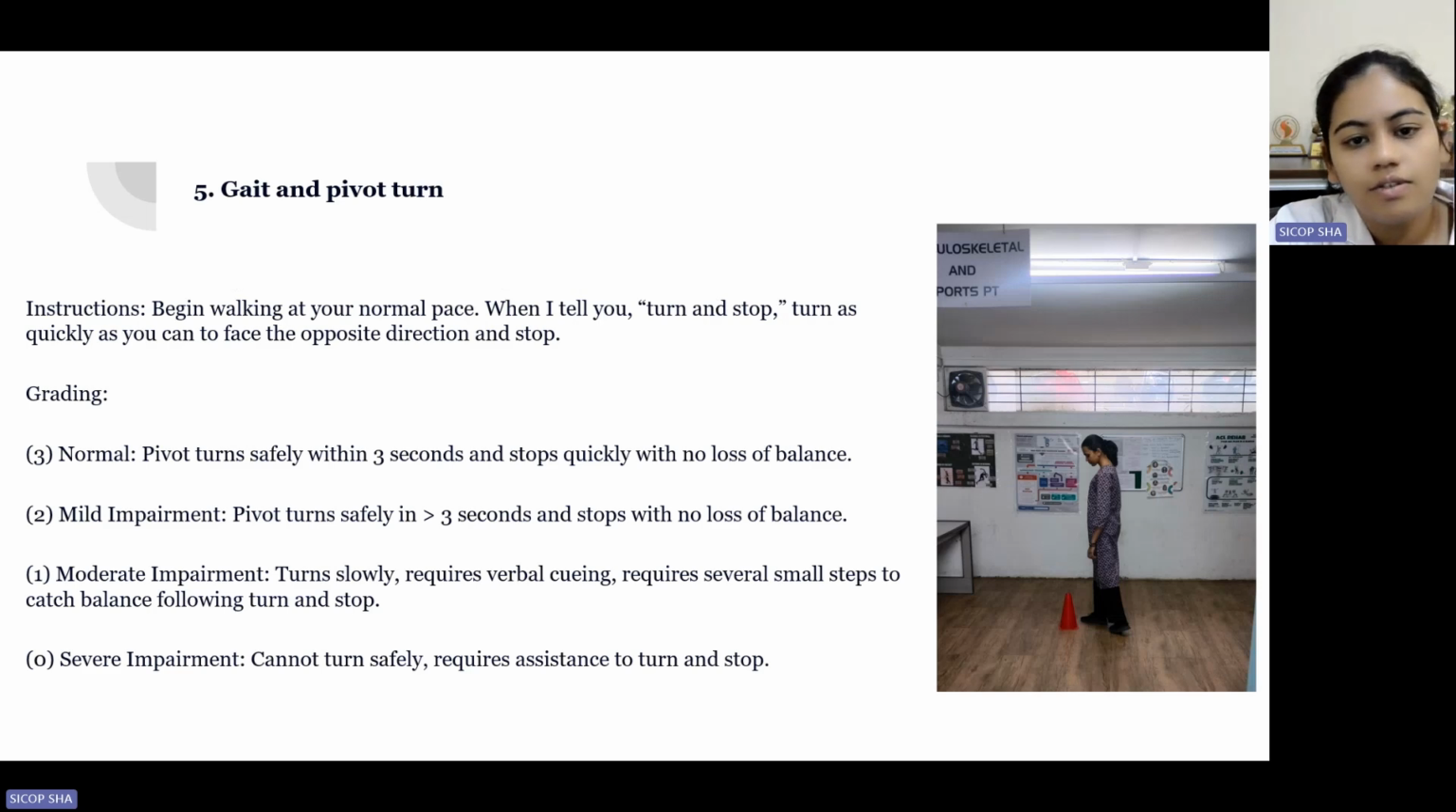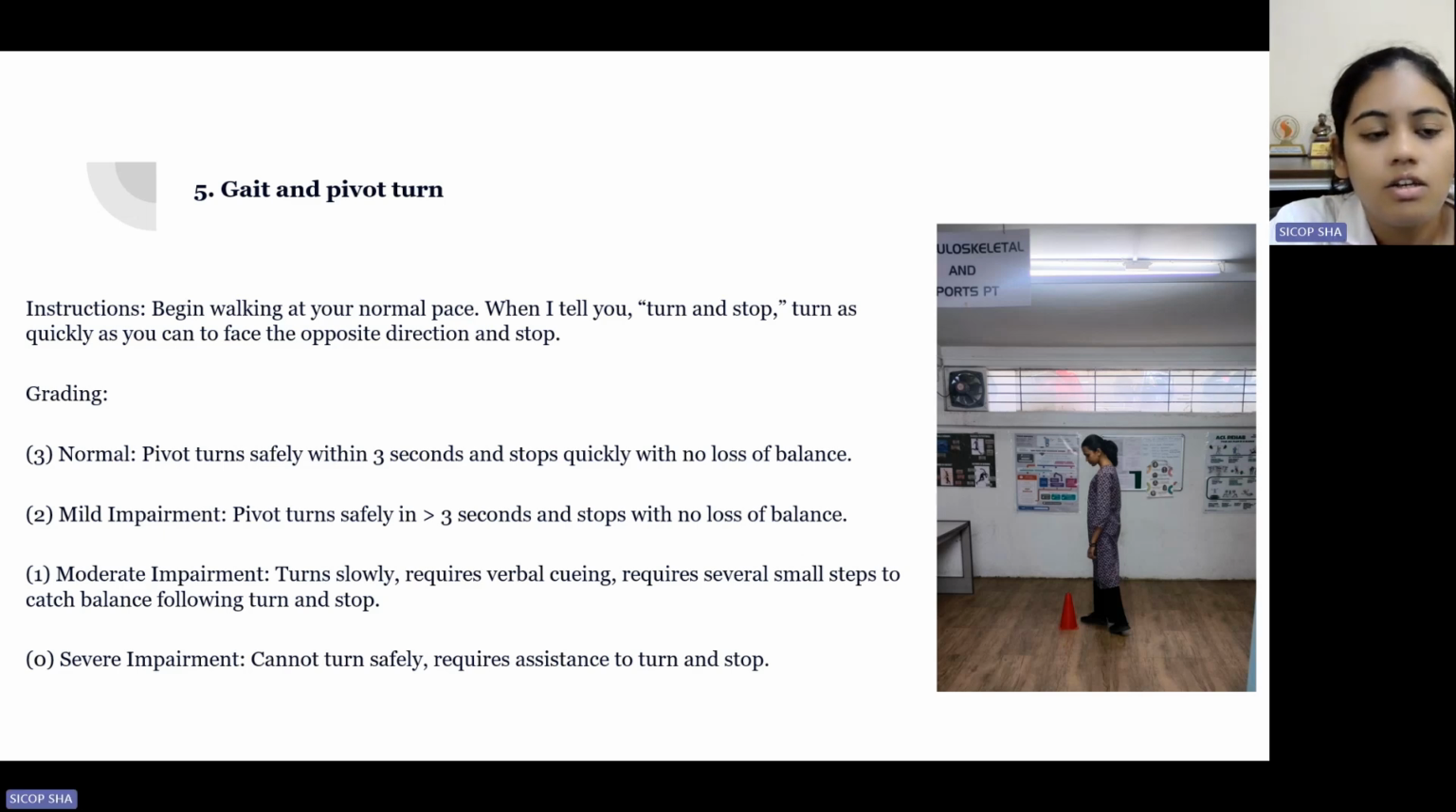Next is gait and pivot turn. In this, as you can see in this image, the individual has to begin walking at the normal pace, and when the instruction is given, turn and stop. Turn as quickly as you can to face the opposite direction and stop.